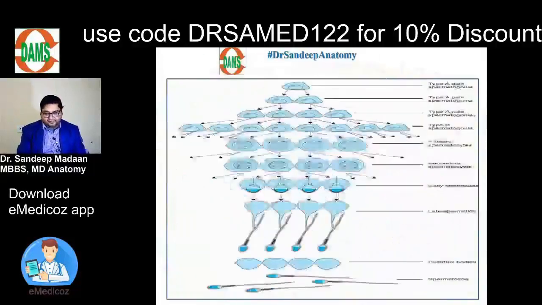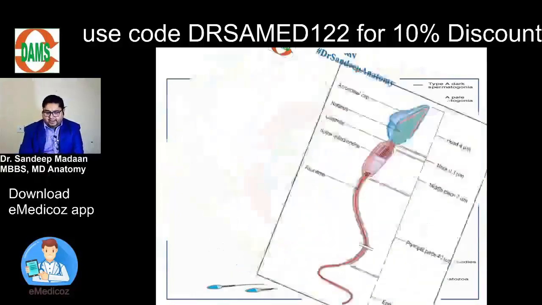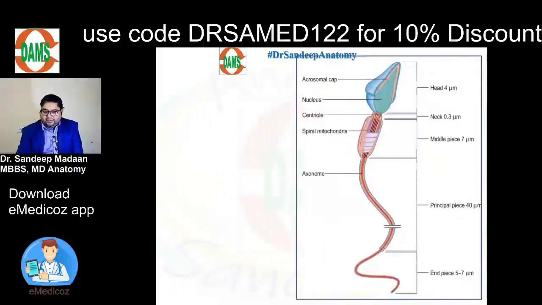Fine. And these are the steps which are given in Langman. You can see here the spermatozoa release, and this is the residual body, which is like a part of cytoplasm, a discarded part. And here we can see the parts of the spermatozoa. Here we can see the acrosomal cap. The nucleus of the cell is now a big part of the head of the spermatozoa. The centriole is making the neck. Also, it is making the tail here. The spiral mitochondria is making the middle piece.